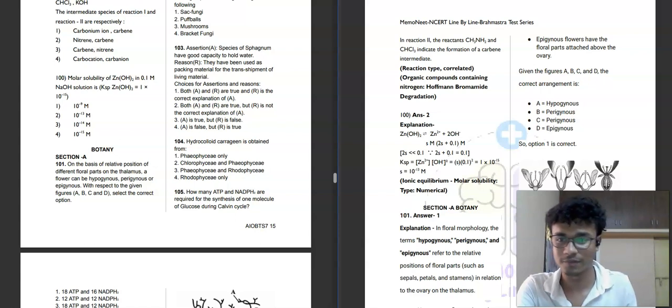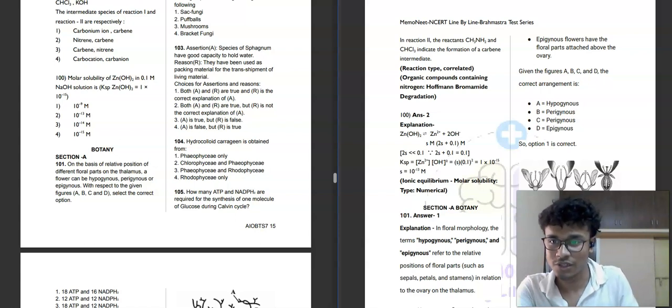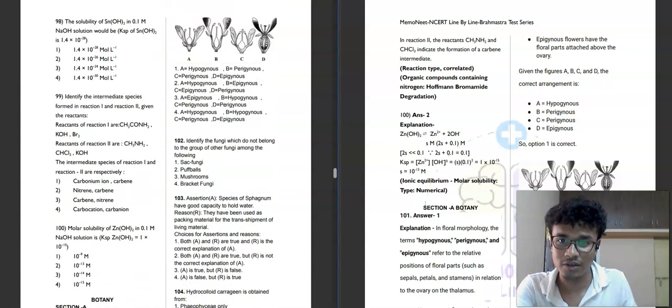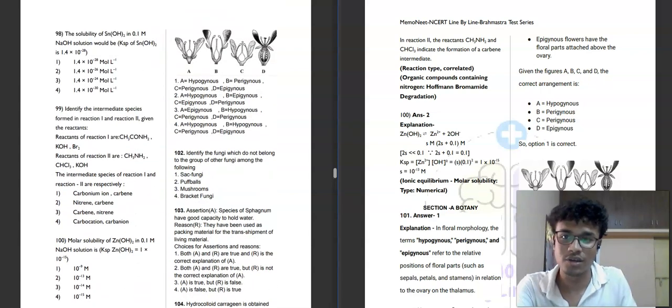So let's start. First question 101. On the basis of relative position of different floral parts on the thalamus, a flower can be hypogynous, perigynous, or epigynous. With respect to the given figures A, B, C, D, select the correct option. So we need to tell about the position of floral parts. So let's start. Let's understand. So first it is given A, B, C, D.